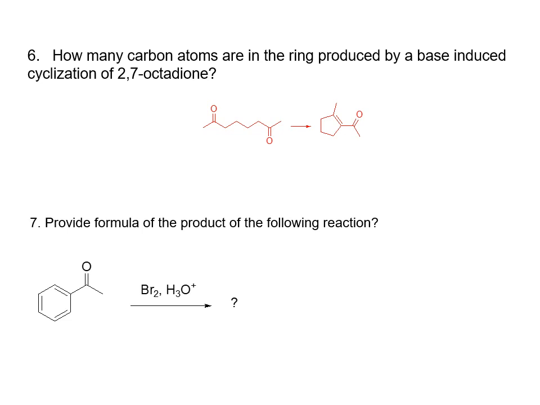And finally, question 7. Provide the formula of the product of the following reaction. We have a ketone, acetophenone, and reaction with bromine under acidic conditions. That's bromination of a ketone. Halogenation, bromination occurs alpha to the carbonyl group, and since the reaction occurs under acidic conditions, only monobromination occurs. So the product is bromoacetophenone.